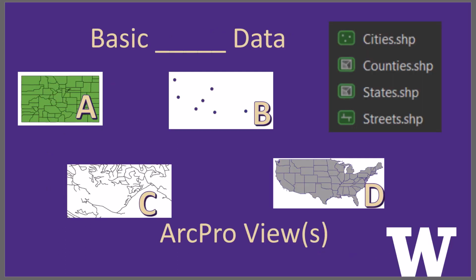On this screen, I'm displaying a particular type of data. You should know what type of data it is. And in addition, you should know what is represented by A, B, C, and D. I'll give you a hint. The layers themselves are as they would show up in the map, or the contents, as well as the catalog. We have cities, counties, states, and streets here. So be sure you know what A, B, C, and D are, and then what type of data this is.